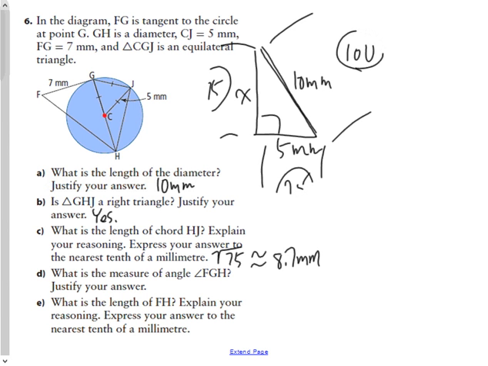Question D. What is the measure of angle FGH? Again, we already did that. It's the first thing we did. It's 90 degrees, and the reason why is because of that sentence right there. And finally, what is the length of FH? What is the length of that line right there?